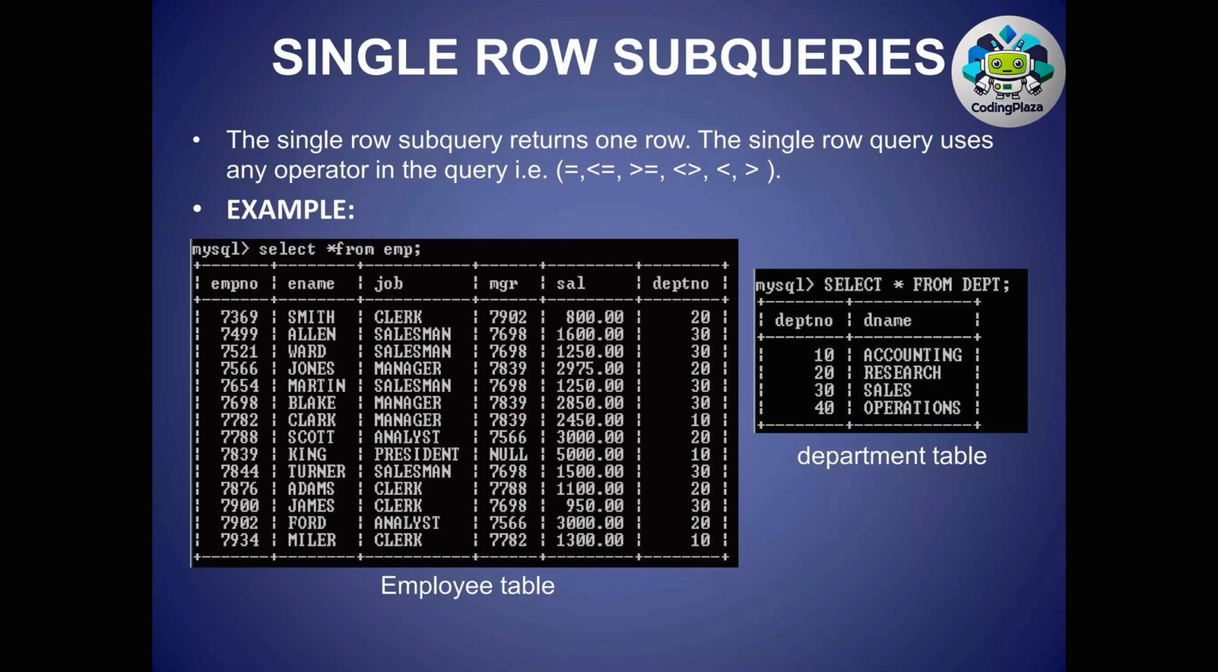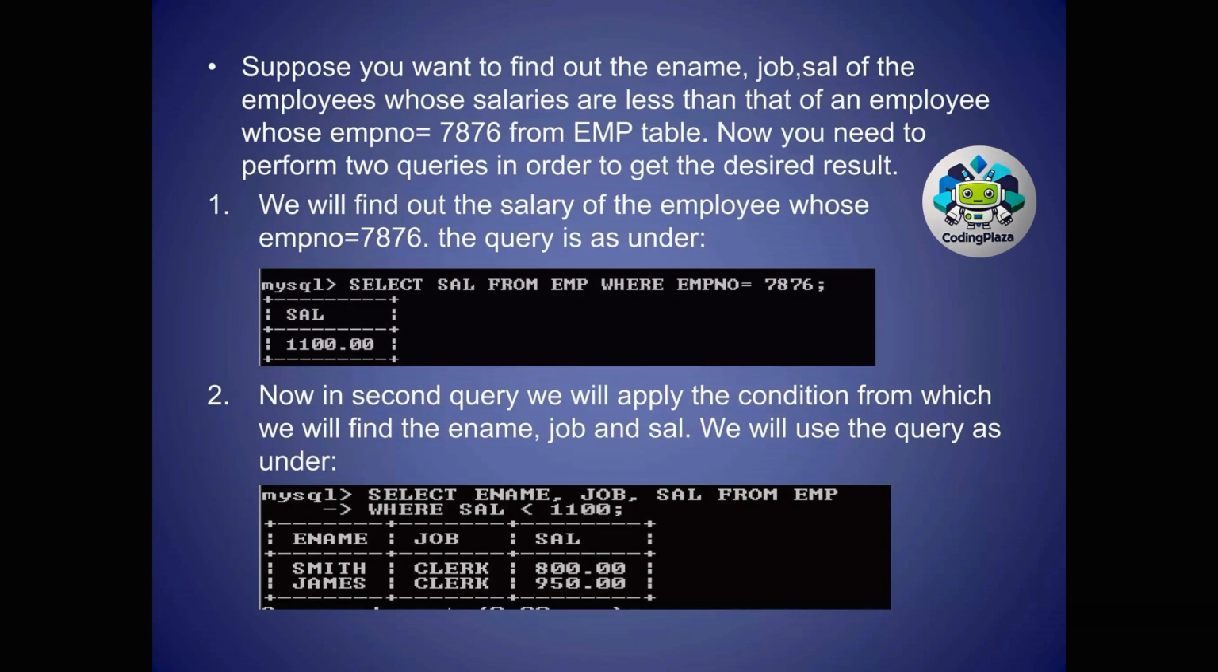A single-row subquery returns one row. A single-row query uses operators in the query, such as comparison operators. There are two tables, employee and department. There are different departments, like sales and operations, and different jobs like salesman and manager. Up to this point, these are the scenarios we'll see.